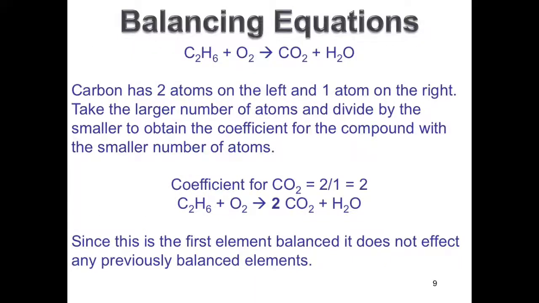So moving on with the combustion of ethane, there are 2 carbons on the reactant side, 1 carbon on the product side. We're simply going to double the number of carbons on the product side so that there are now 2 on each side.